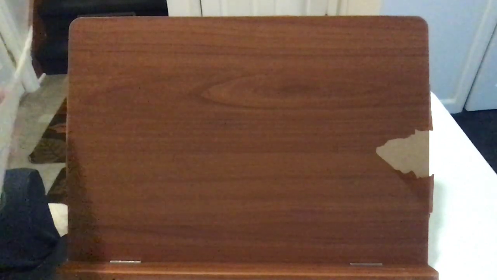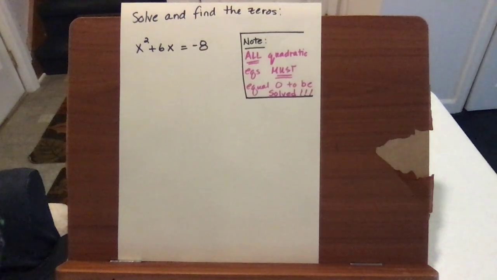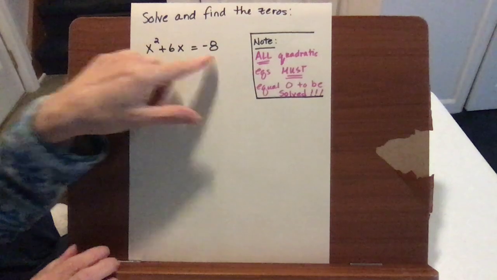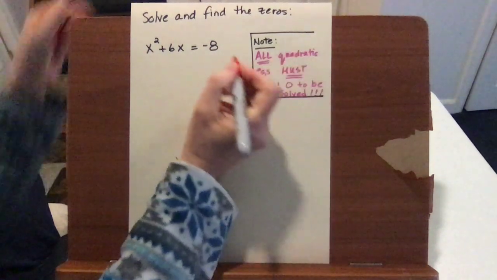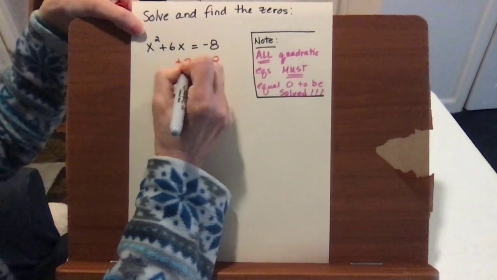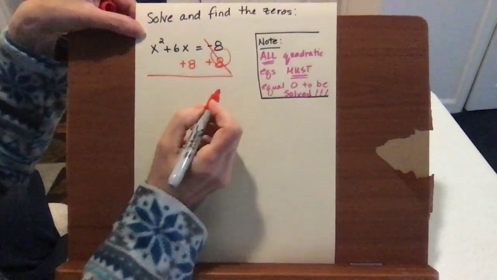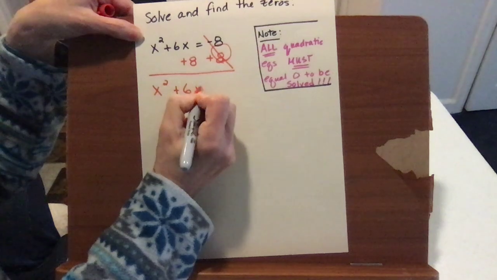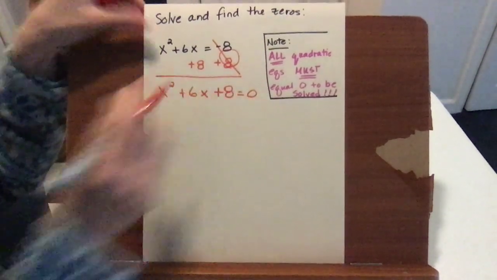Again, remember, all quadratics must be equal to 0 to be solved. This one is not equal to 0. It's equal to -8. So what we have to do is a little moving around. We're going to bring that -8 to the other side by adding it. And that becomes a big fat 0. So we have x squared plus 6x plus 8 equals 0.